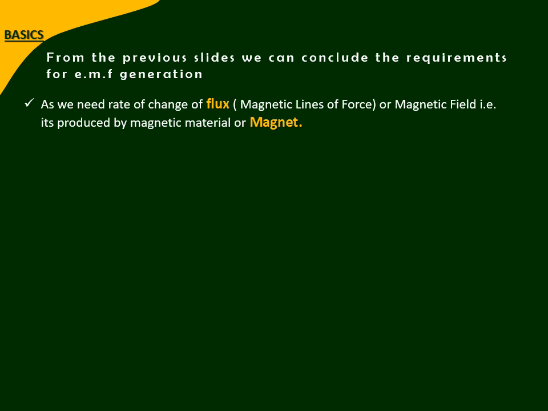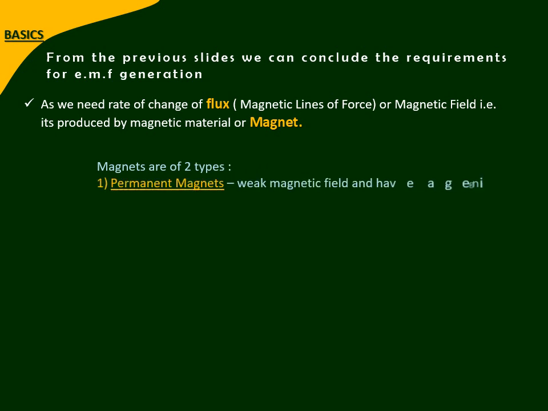But from where will we get this magnetic flux? Obviously from a magnet or a magnetic material. And then within this magnetic field, if a conductor rotates, then the rate of change of flux will be linked to have an induced EMF in the conductor. So let us have some brief idea about magnets.